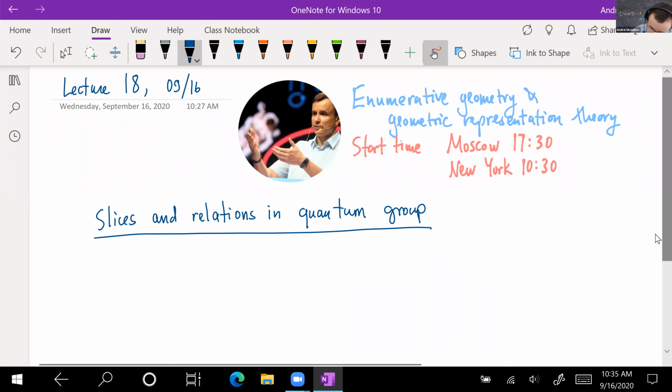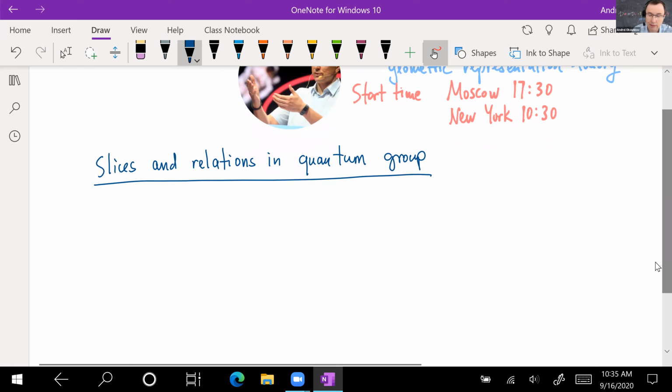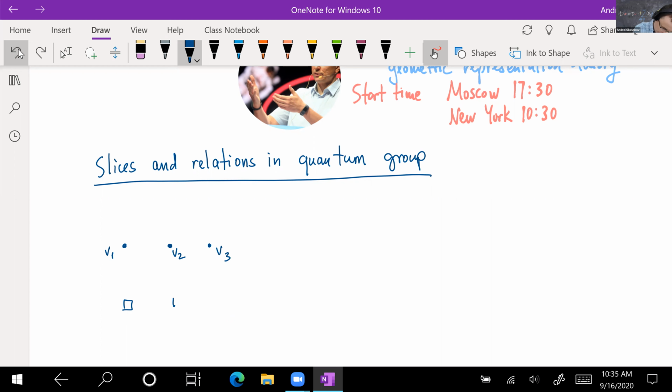Suppose I have a quiver. I'll just draw some quivers, so I have some vertices with dimension vectors, maybe V1, V2, V3, and then there are framing vertices. I can do them in a different color, in fact, with dimension vectors W1, W2, W3, and then I have all these quiver maps.